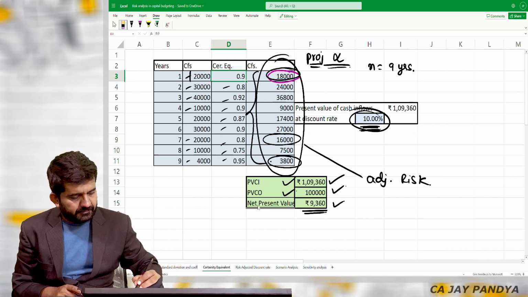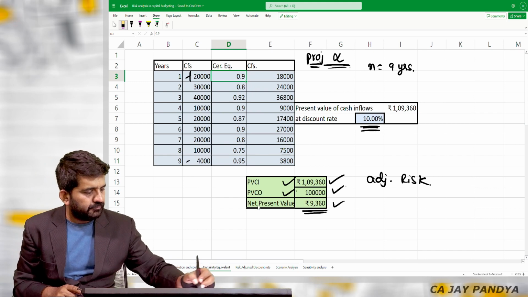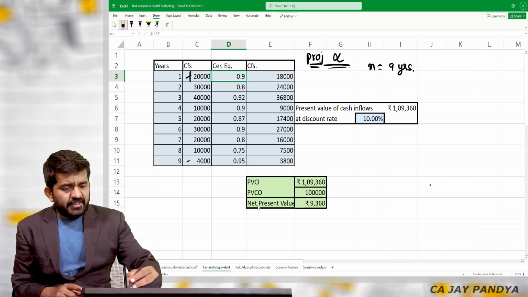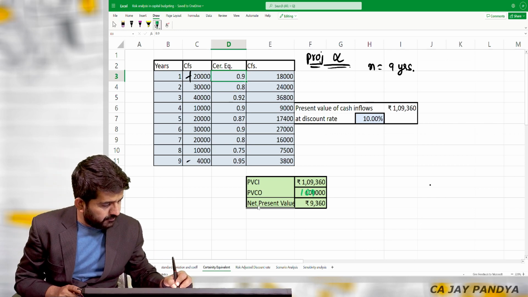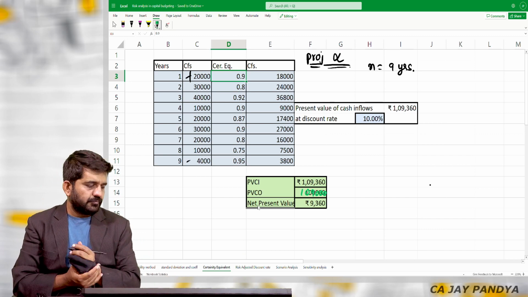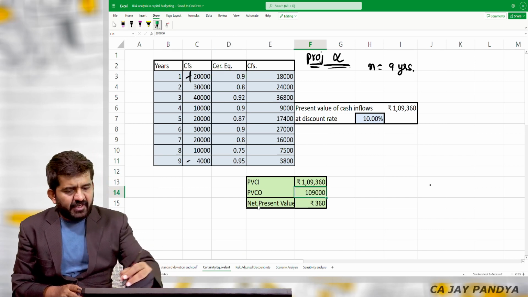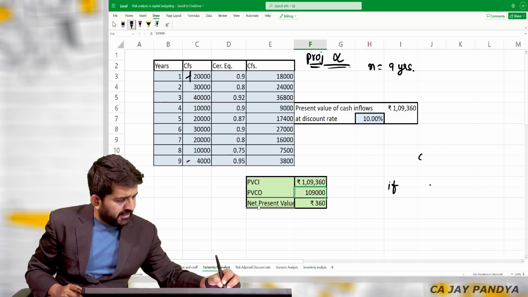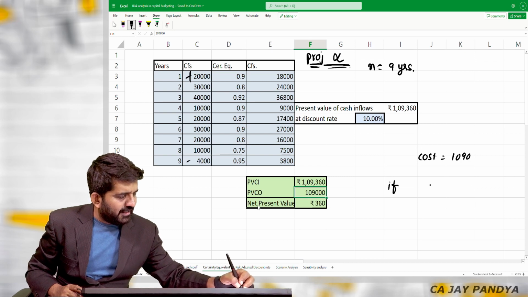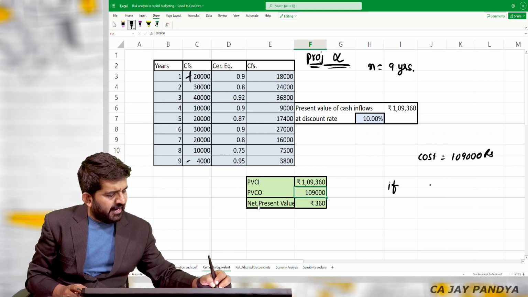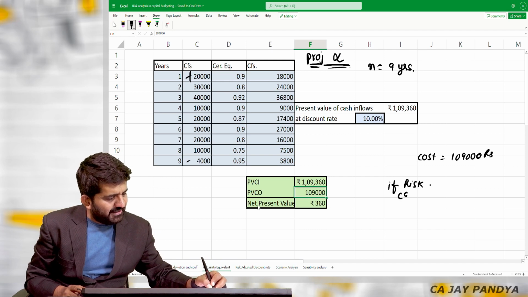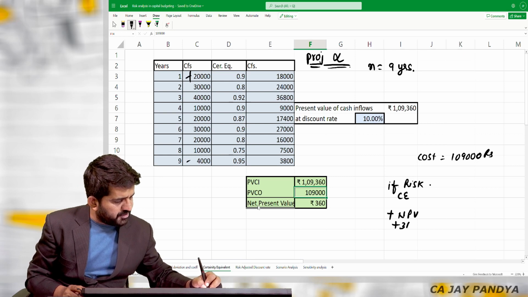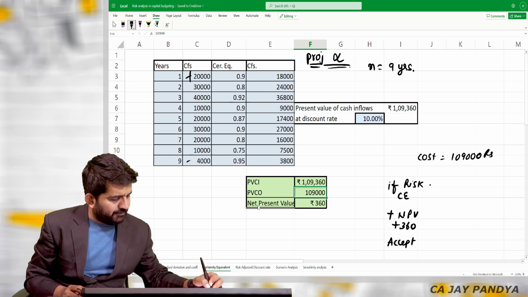Try to concentrate. If my present value of cash outflow is say 1,09,000, what is my NPV? 360. So if my project is costing 1,09,000 rupees, and if we consider risk by the certainty equivalent method, NPV is positive 360. So we should accept the project.